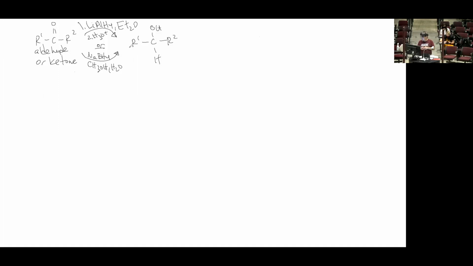So it's important to understand the difference between the reactivity here, although in terms of the outcome with aldehydes and ketones, it's the same. Those two reagents are interchangeable. We're very shortly going to get into a situation where they're not interchangeable.